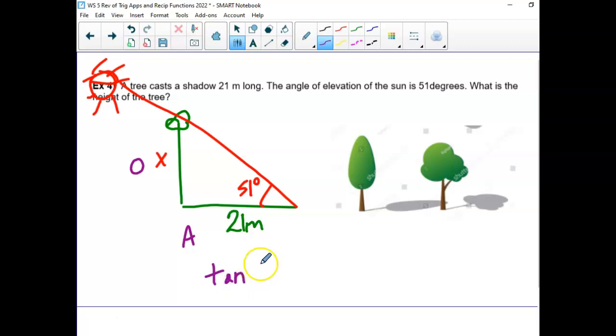Can someone type this quick so we don't have to take a lot of time? We're multiplying this time, right? So 21 times the tangent of 51. One more time.